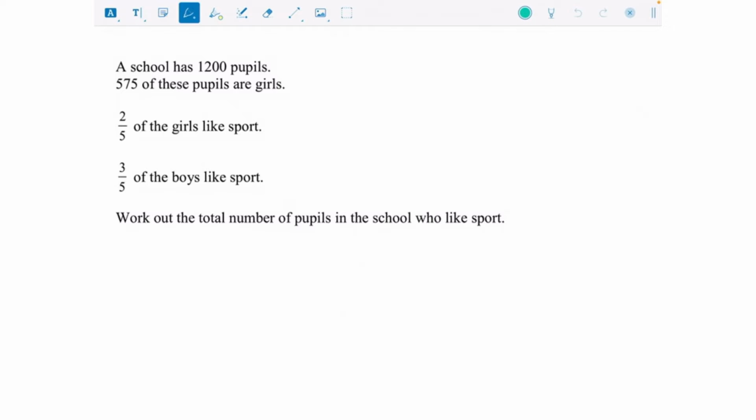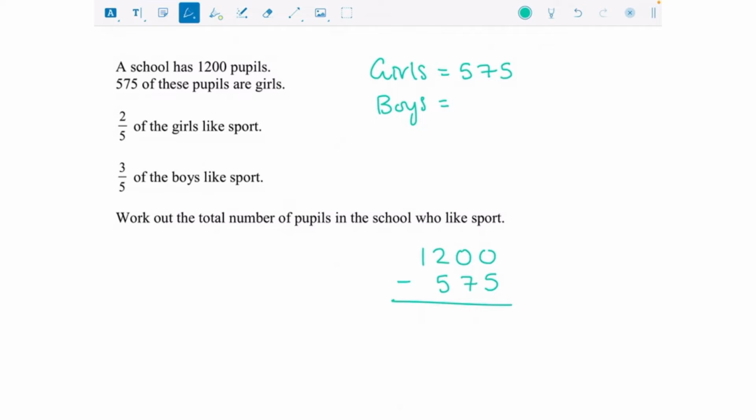So we know we've got 575 girls. So girls equals 575, but we don't know how many boys we've got at the minute. So the first thing we're going to do is 1,200 take away 575. Now, if you don't have a calculator and we're subtracting like this, if the number on the bottom is bigger, we need to borrow from the next column over on the top. So I can't borrow from this 0, so I'm going to have to borrow from this 2. So we're going to cross the 2 out, change it to a 1 and make this 10. And then cross the 10 out, make it 9 and change this to a 10.